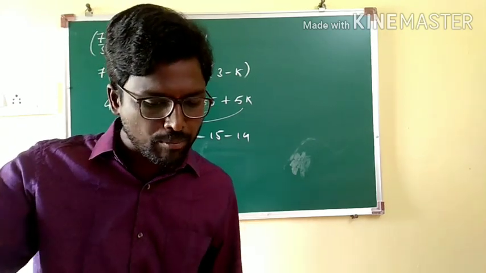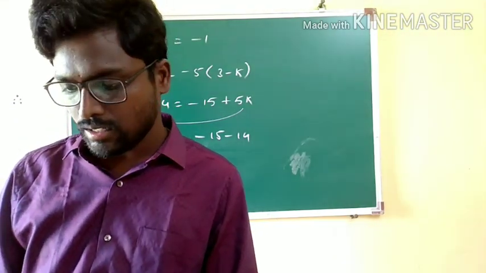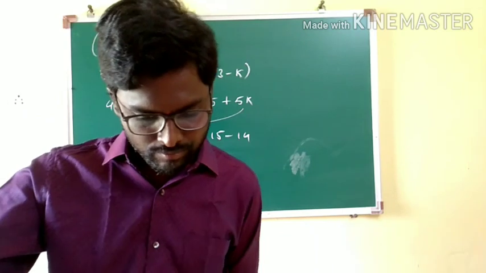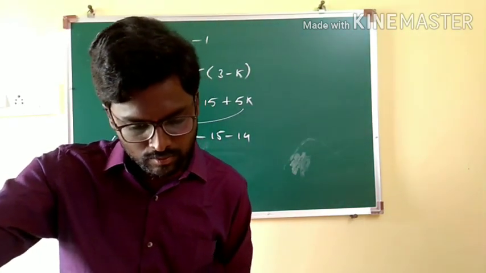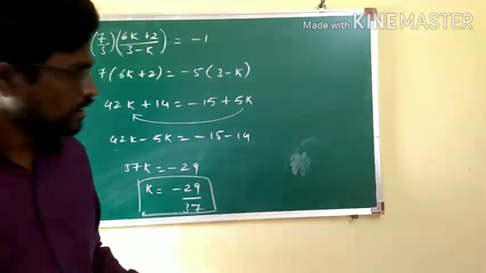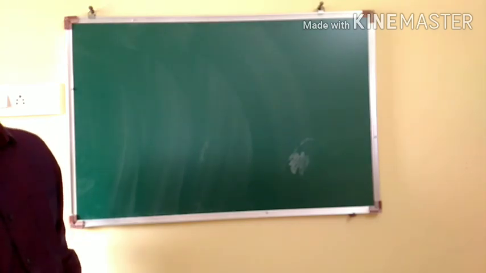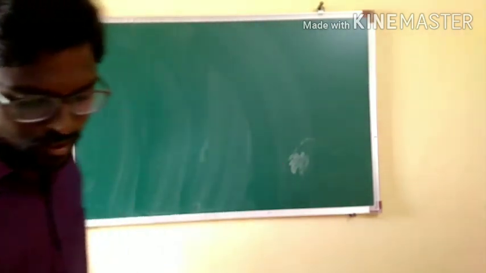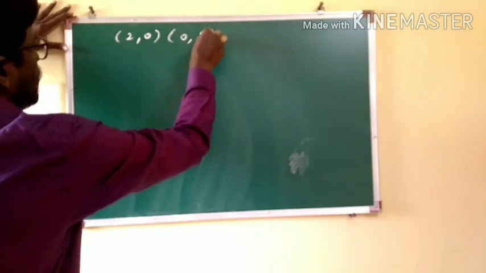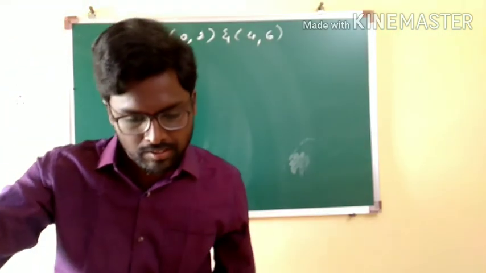Find the equations of the medians of the triangle whose vertices are 2, 0, 0, 2 and 4, 6.